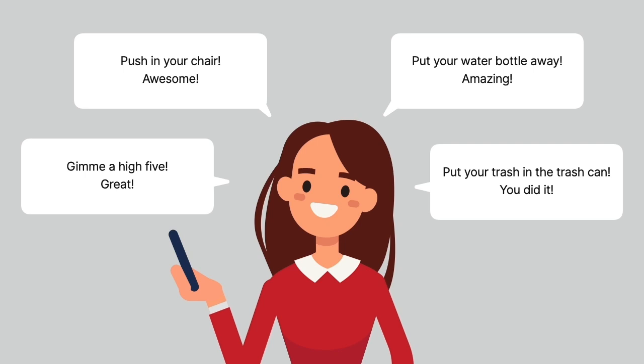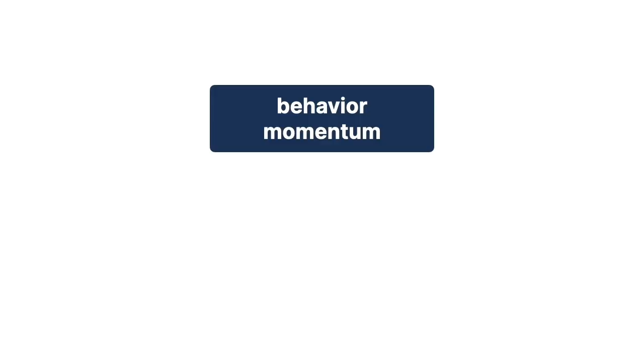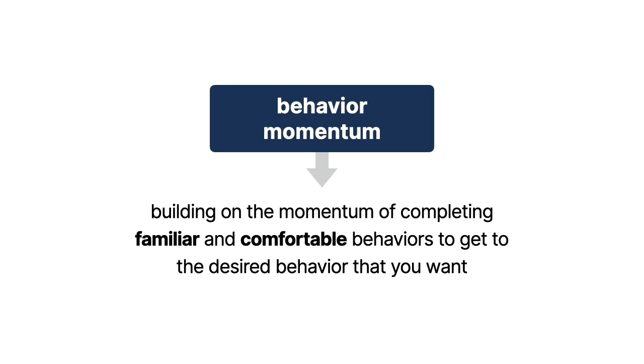You did it. What's important about the high probability request sequence is that it happens quickly and with lots of praise. Allowing too much time in between requests slows down the momentum and the probability that each task will happen. This is why high probability sequences are often talked about as behavior momentum. You're building on the momentum of them completing familiar and comfortable behaviors to get to the desired behavior you want. Pairing each act of compliance with praise positively reinforces these behaviors, making it more likely these behaviors occur again.